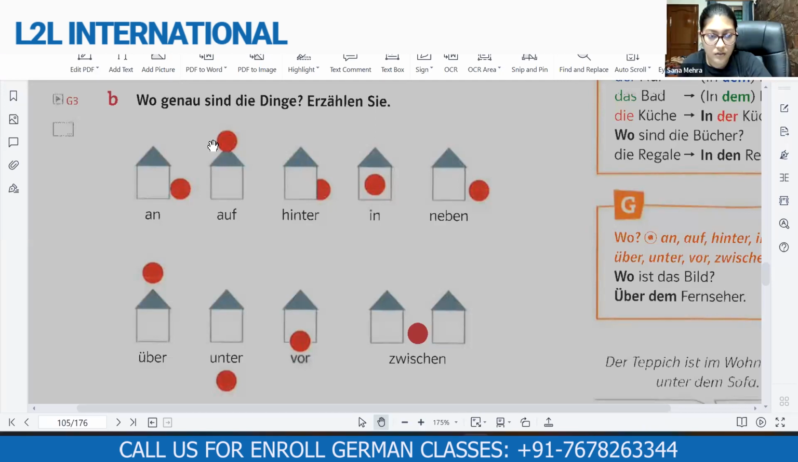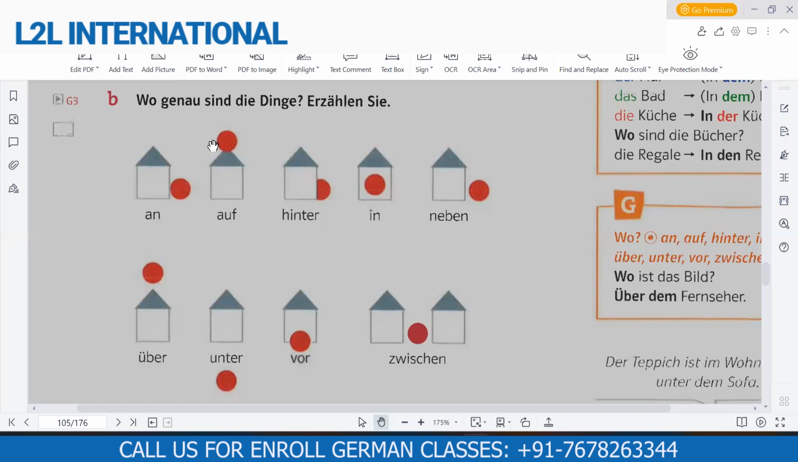Beside. How do we call the position? Yeah, beside. Okay. Then what is neben? If an is beside, then what is neben? Okay, let's not make it complicated. Let me make you understand this first, then you can do it.